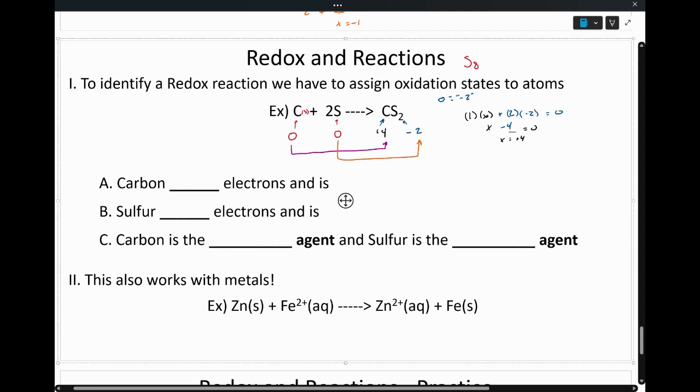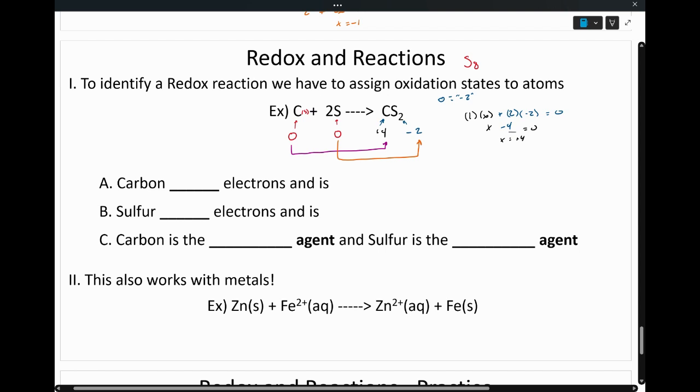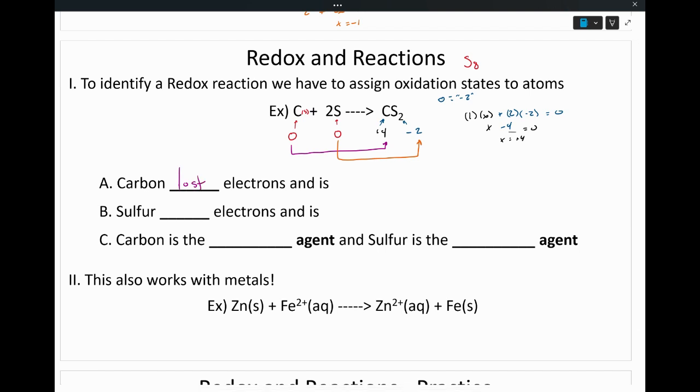And if we look at this, carbon went from 0 to +4. And if it has become more positive, what we're going to say then is that carbon has probably lost electrons. And if it has lost electrons, that means oxidation is loss, so it has been oxidized.